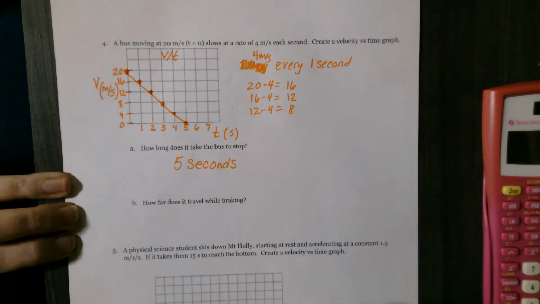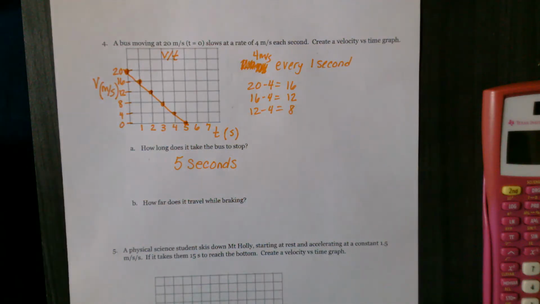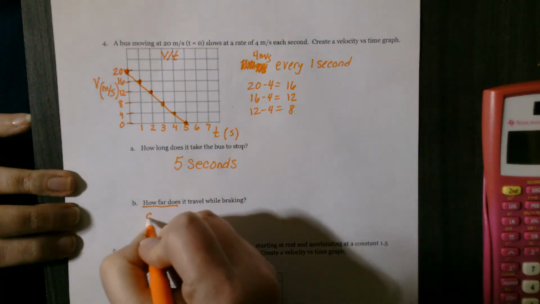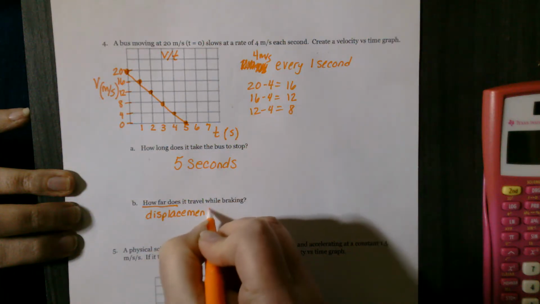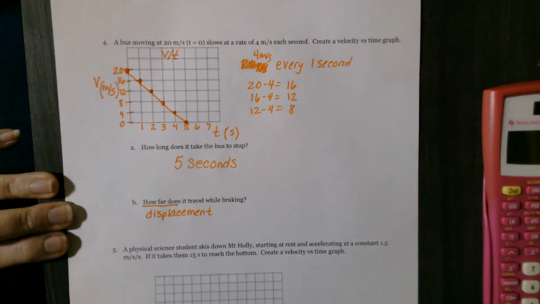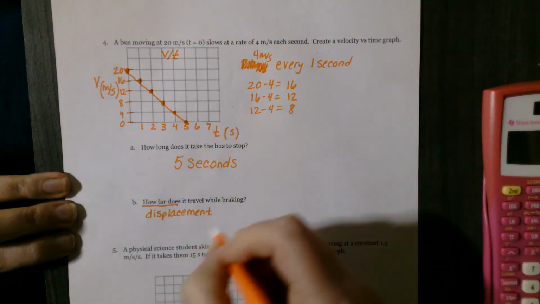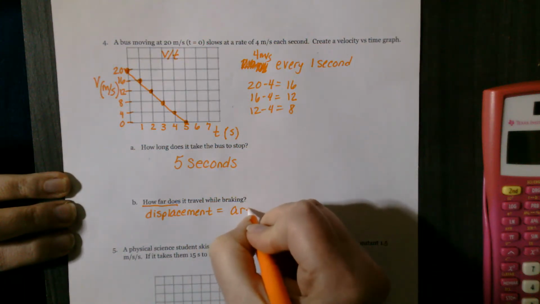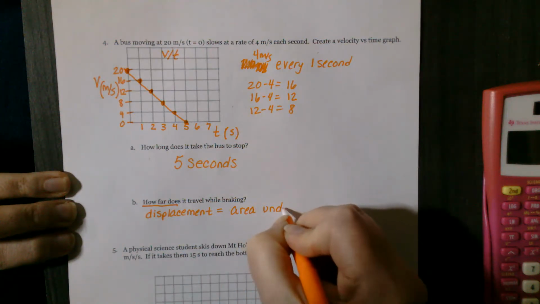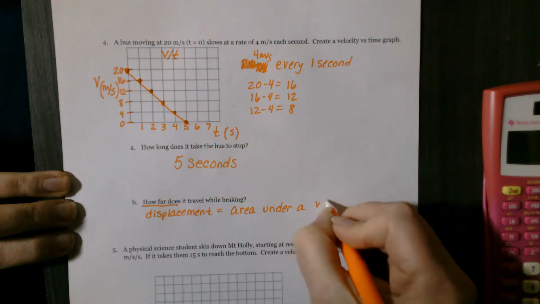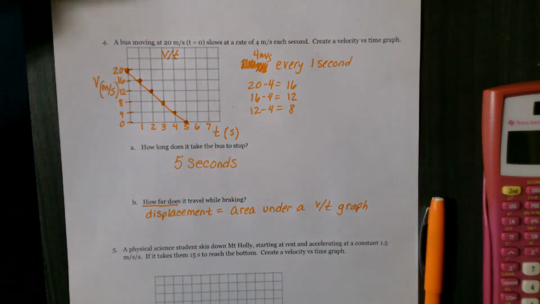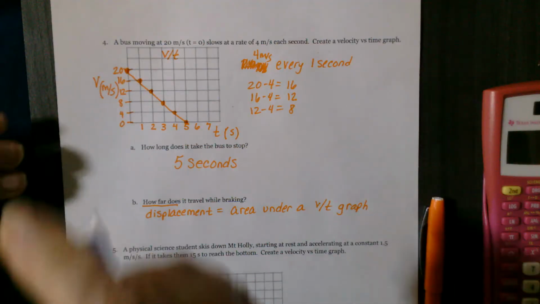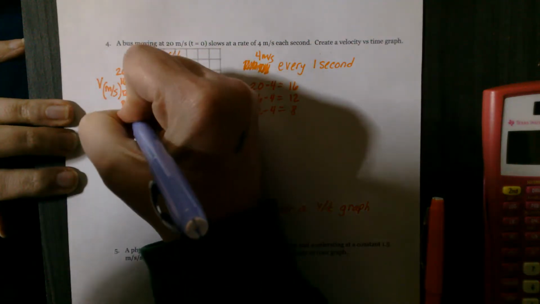How far does it travel? Now we have to think back about how we solve for displacement, or how far. That's displacement. And we know that displacement is the area under a velocity time graph. So you are going to find this area.